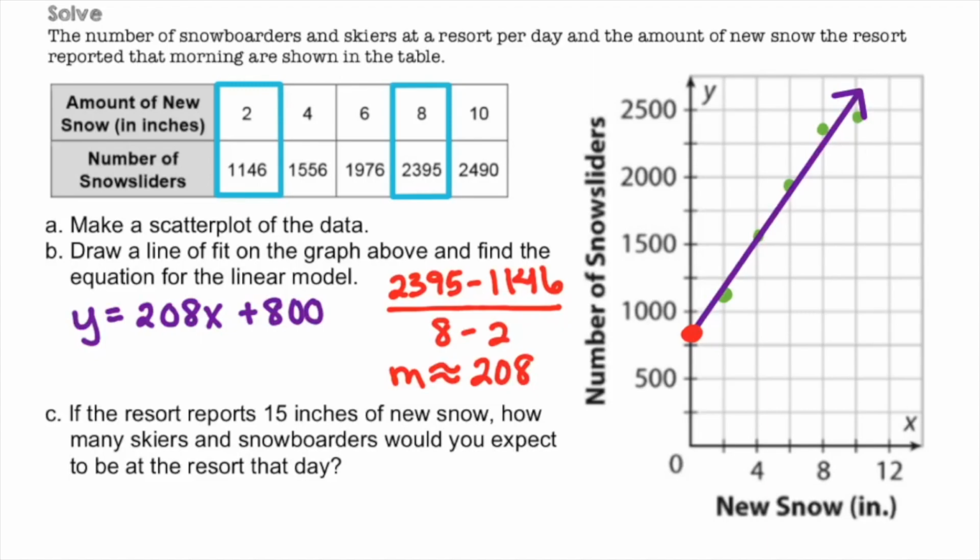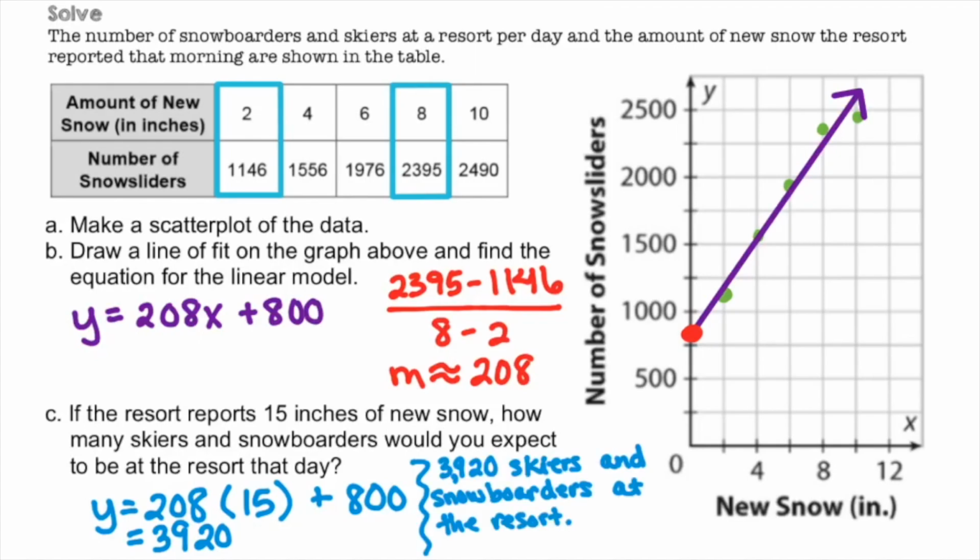So for C, it says, if the resort reports 15 inches of new snow, how many skiers and snowboarders would you expect to be at that resort for the day? So now that we have an equation, all you have to do is plug in 15 for x, because the amount of snow in inches is your x value. So we plug 15 into x and we solve, and you get 3,920. So what that means is you'd be expected to have 3,920 skiers and snowboarders at the resort on that day.